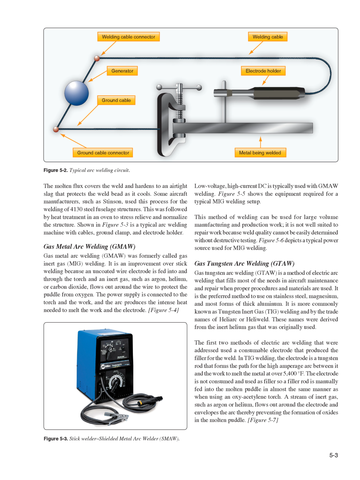The first two methods of electric arc welding that were addressed used a consumable electrode that produced the filler for the weld. In TIG welding, the electrode is a tungsten rod that forms the path for the high amperage arc between it and the work to melt the metal at over 5,400 degrees Fahrenheit. The electrode is not consumed and used as filler, so a filler rod is manually fed into the molten puddle in almost the same manner as when using an oxyacetylene torch. A stream of inert gas, such as argon or helium, flows out around the electrode and envelopes the arc, thereby preventing the formation of oxides in the molten puddle. Figure 5.7.